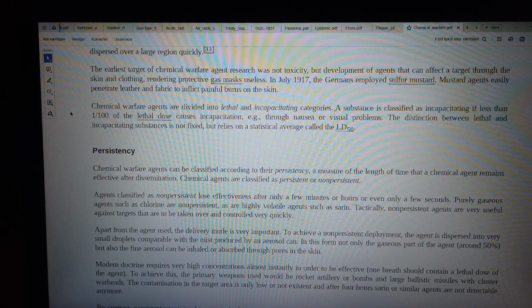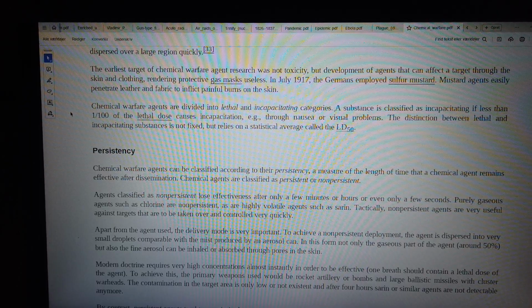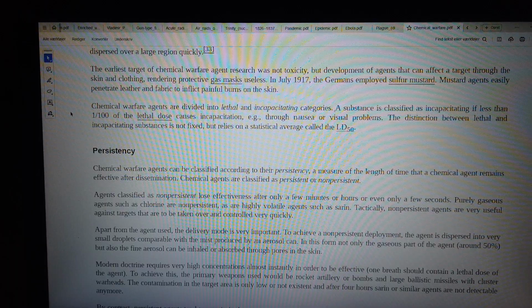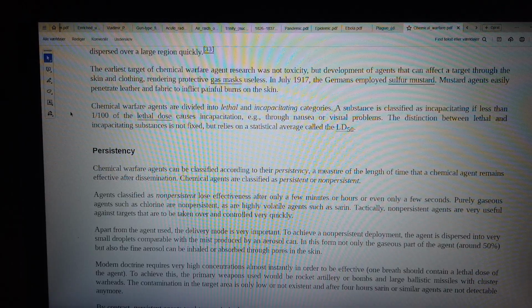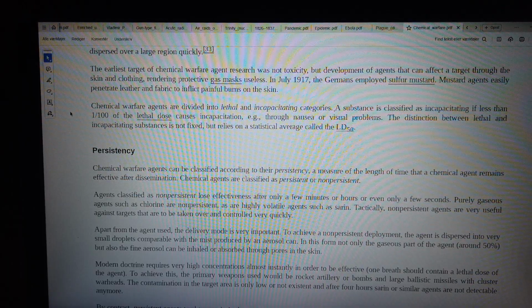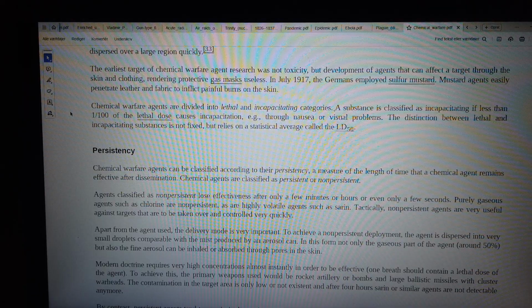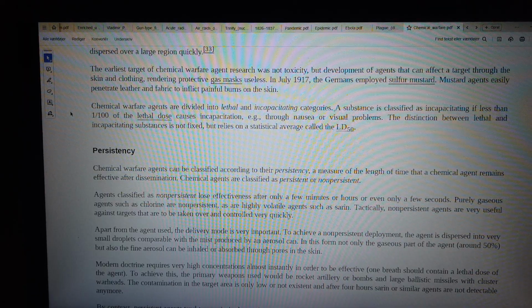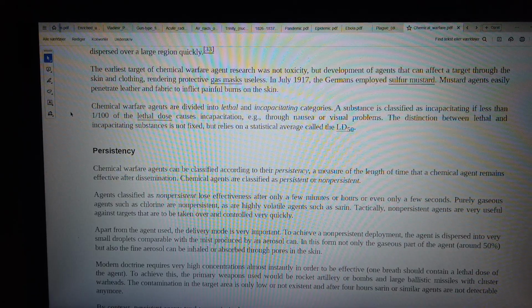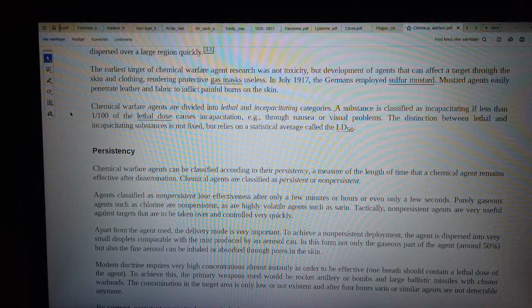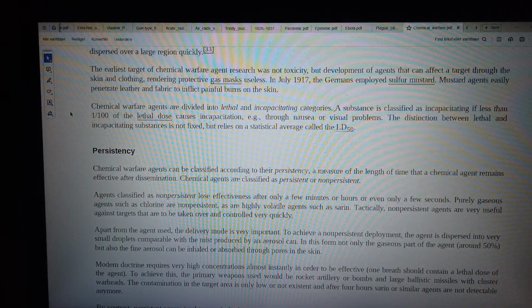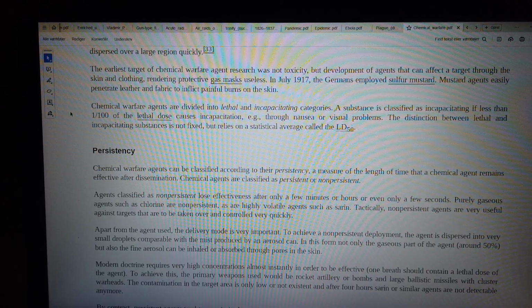Chemical warfare agents are divided into lethal and incapacitating categories. A substance is classified as incapacitating if less than 1/100 of the lethal dose causes incapacitation, for example, through nausea or visual problems. The distinction between lethal and incapacitating substances is not fixed, but relies on a statistical average called the LD50. Persistency.